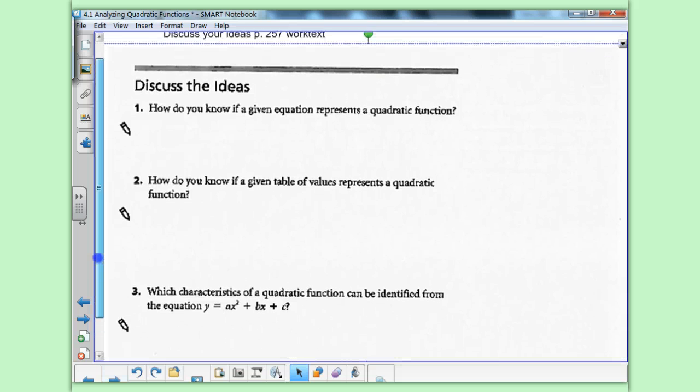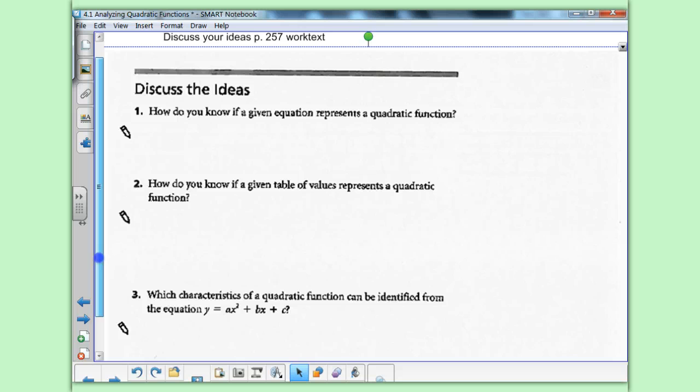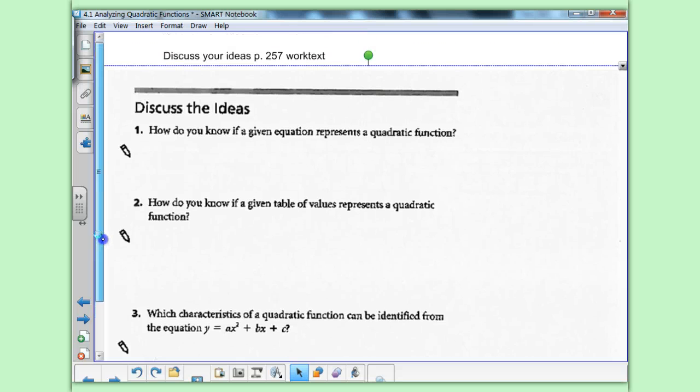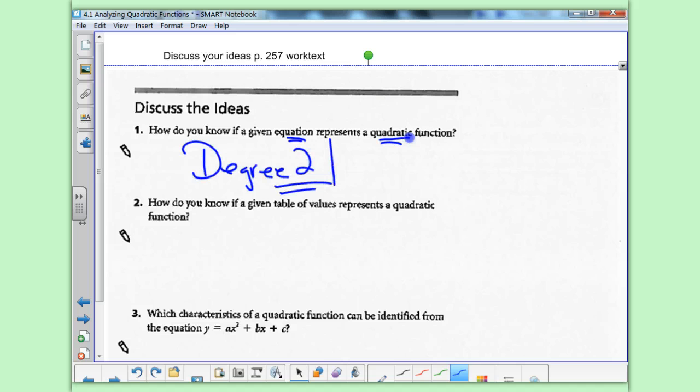All right. How do you know if a quadratic equation represents a quad function? How do you know if a given equation represents a quad function? That was the key characteristic in our notes, and that was about degree 2. If it doesn't have a degree 2, it's not quadratic. You're not going to get a parabola.